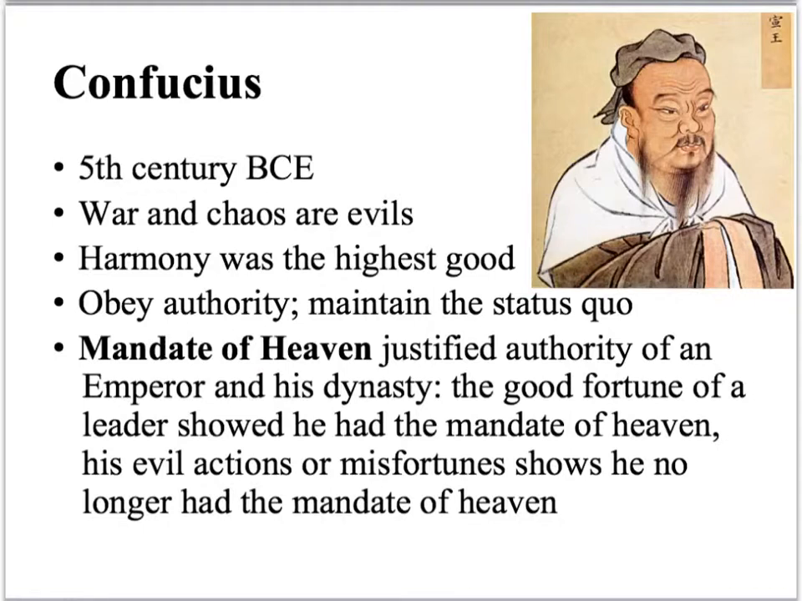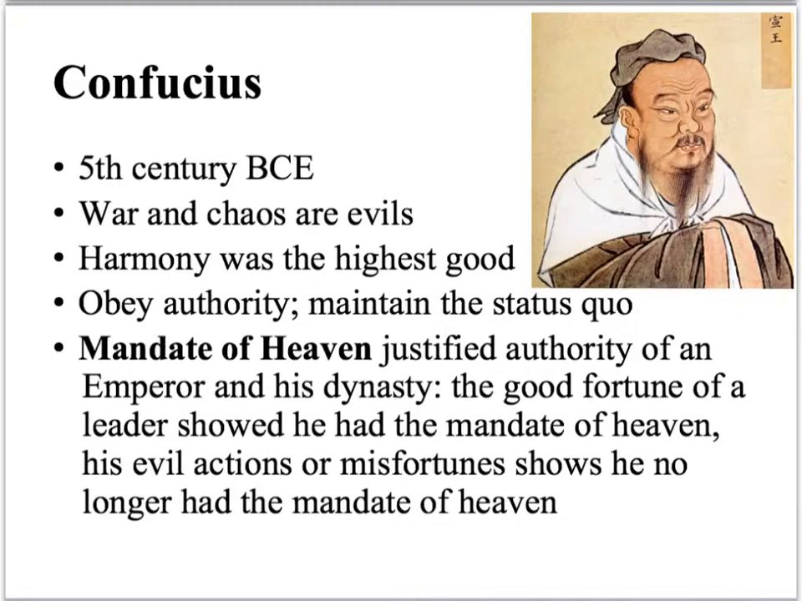Confucius taught that war and chaos are the two great evils because they are what produces the most suffering and the most misfortune for humans. And therefore harmony was the highest good, and by that he meant harmony in living with the people around us. The key to that, he taught, was to obey authority and maintain the status quo, that any attempt to disrupt the status quo was likely to lead to war and chaos.